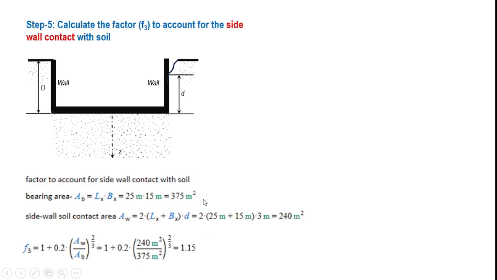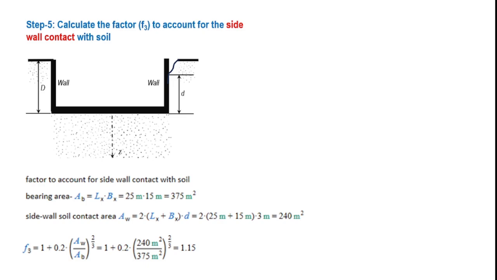Remember, this is a very important factor. That means we observe that due to the contact between the wall and the soil for a specified depth of small d, which is equal to 3 meters in our problem, the stiffness will increase by a whopping 15%.